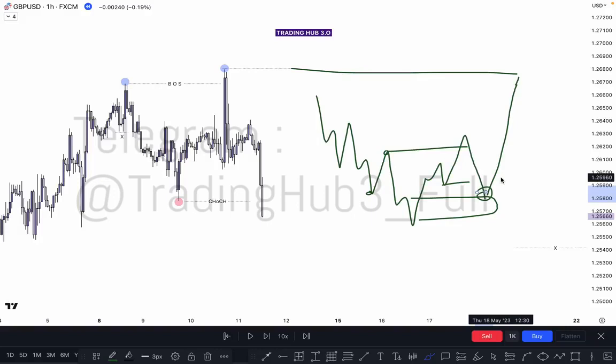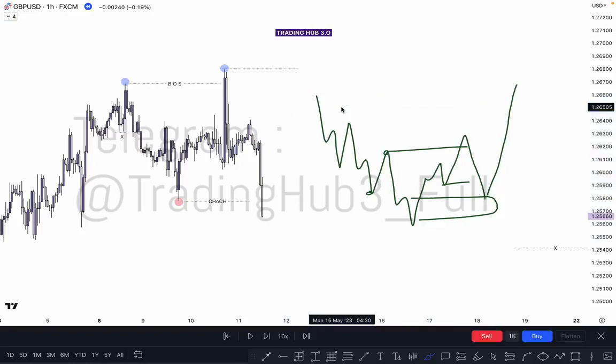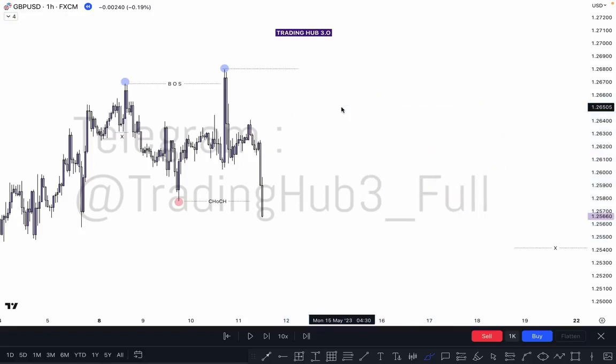But I will show you more refinement of this structure, then you can easily understand, and you can also catch very top and bottom entries, okay. So first of all, you have to understand this thing. You have to wait for a break of structure and change of character in a higher time frame, similar to this. Then you have to switch to a lower time frame as per your higher time frame. This is 1 hour, so then you have to switch to a 5 minute time frame.